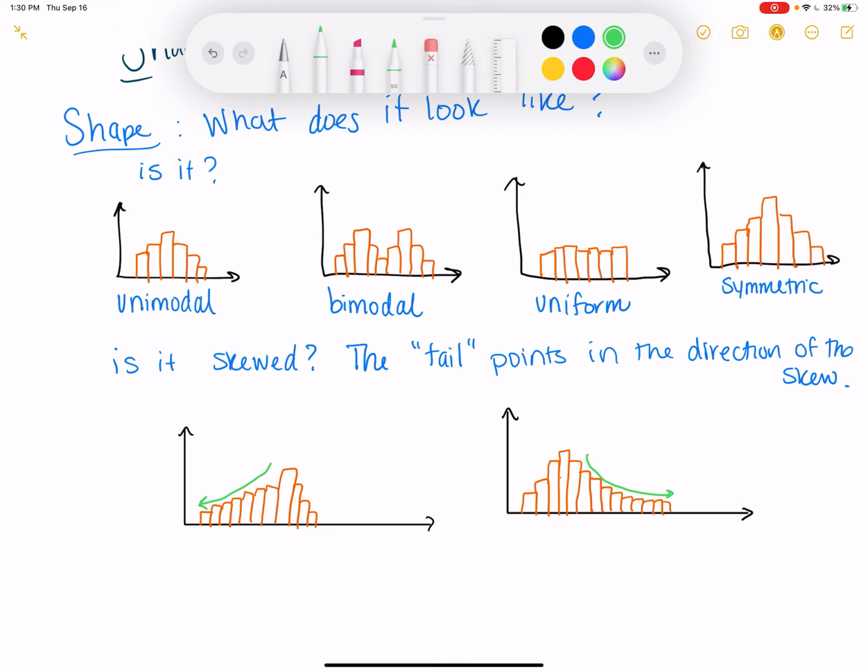Wowzers. Hopefully we get through this and then outliers, and then we'll be done. What time do we leave this class? 39. In 9 minutes? You think we finish this and outliers in 9 minutes?